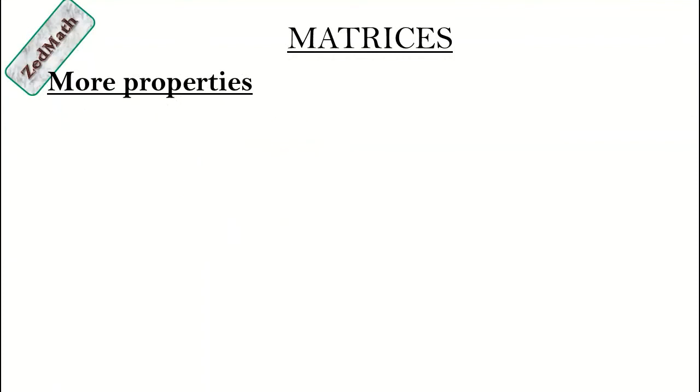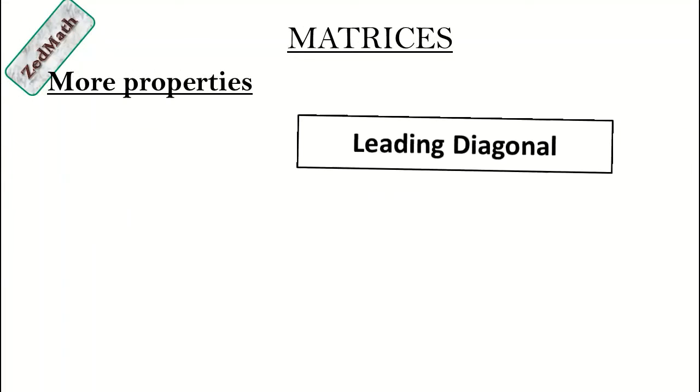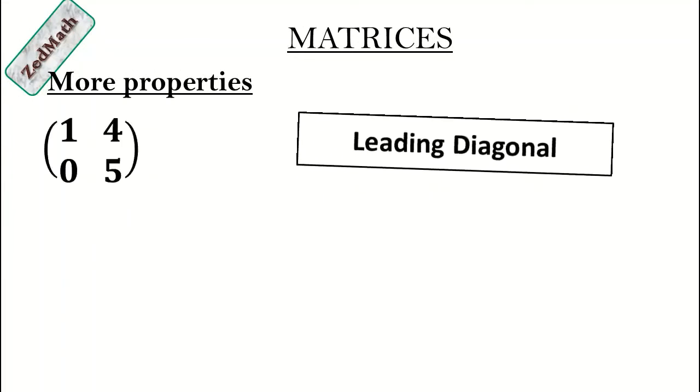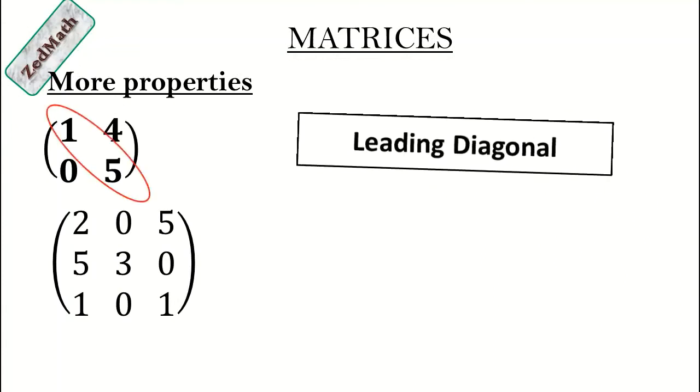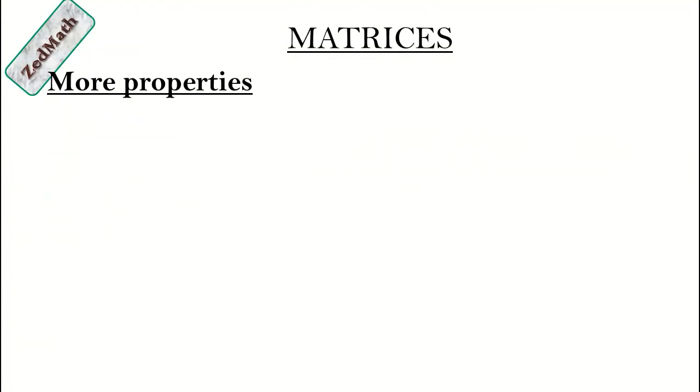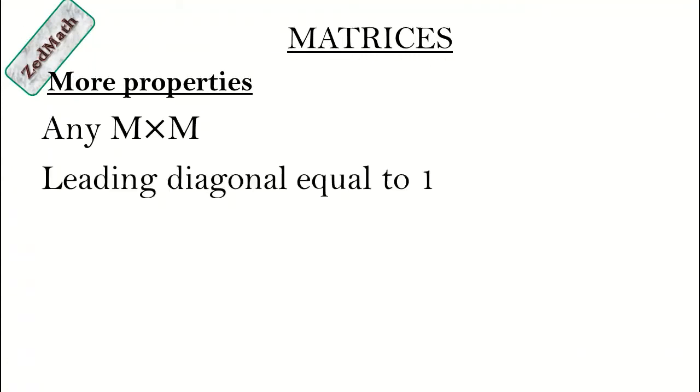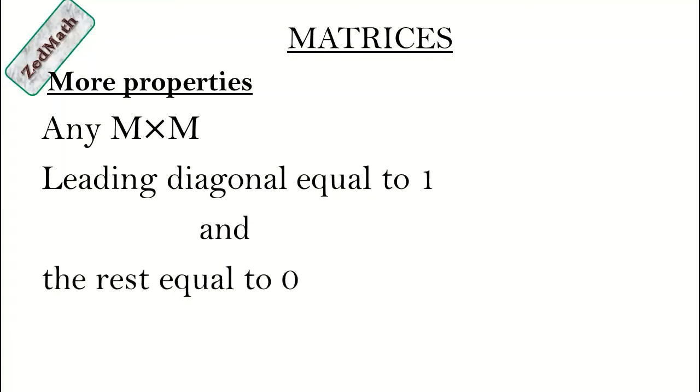Another interesting thing we need to know about matrices is the concept of the leading diagonal. Given a matrix like this one or this one, this is called a leading diagonal. So is this. Given an M by M matrix, if all the elements of its leading diagonal are 1s and the rest are 0s, then that matrix is called an identity matrix.